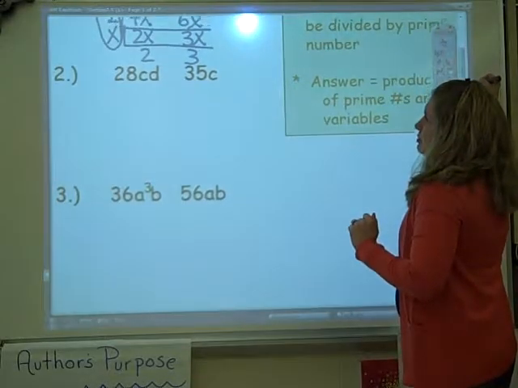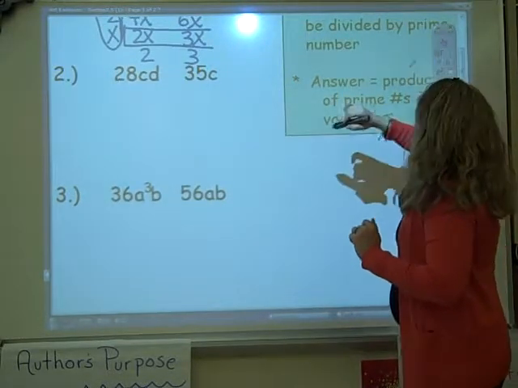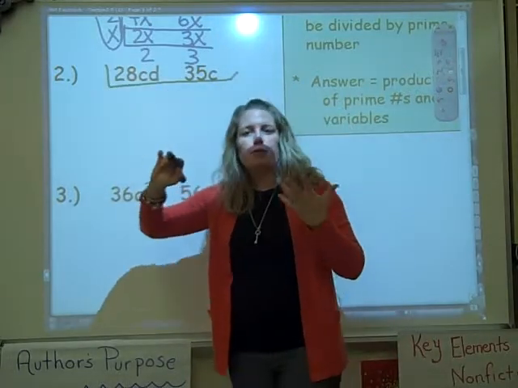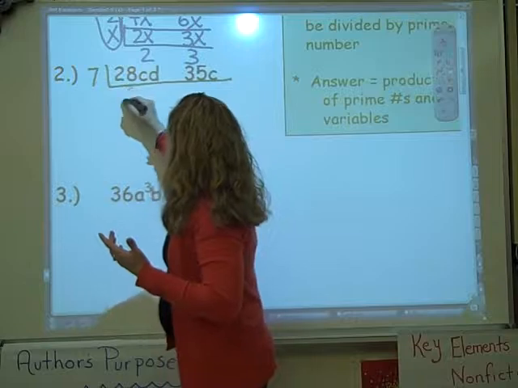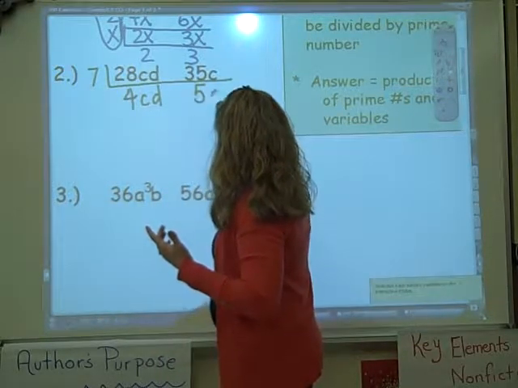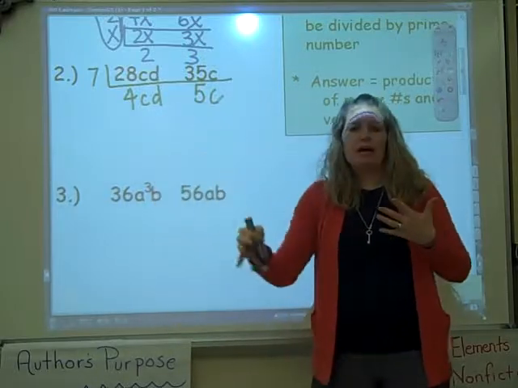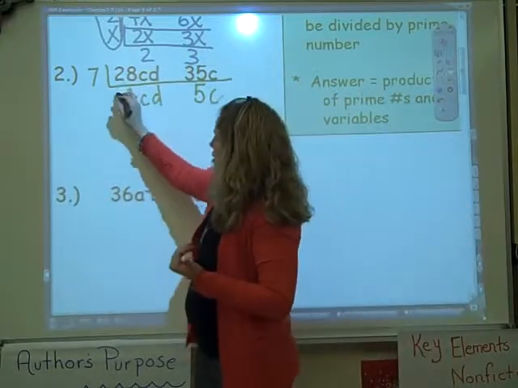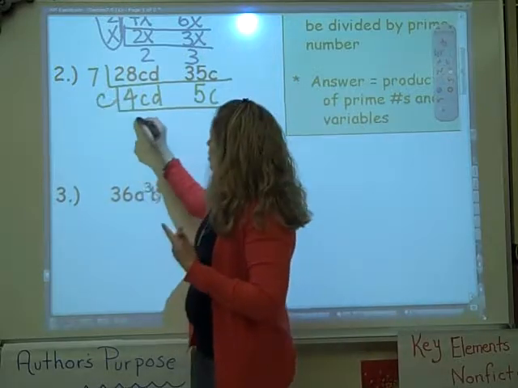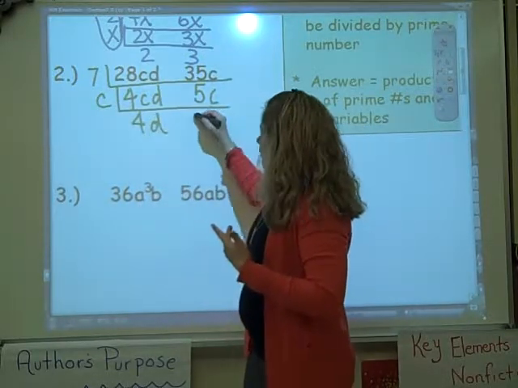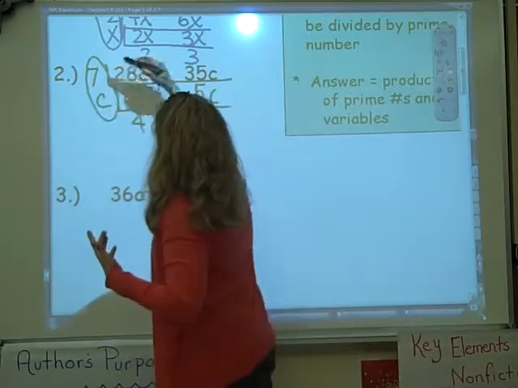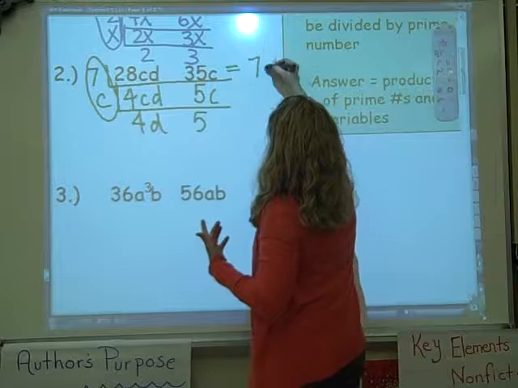All right, number 2. 28CD and 35C, I can divide them both by 7. You'll get 4CD, and you will get 5C. 4 and 5 have no other number in common other than 1. So now I look at my variables. They both have a C, so I can divide out a C. You'll get 4D, and you'll get 5. Nothing else in common here, so your GCF, 7 times C, is 7C.